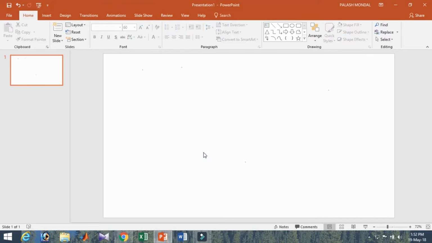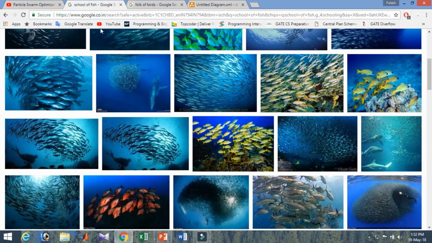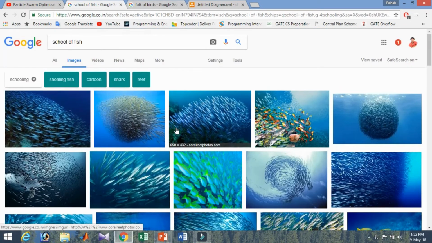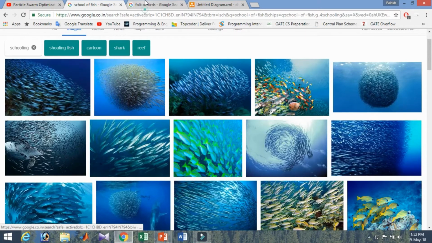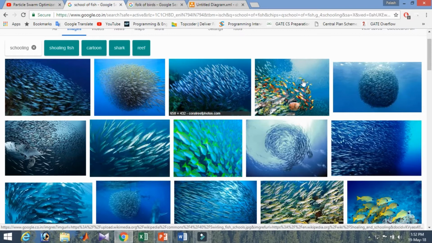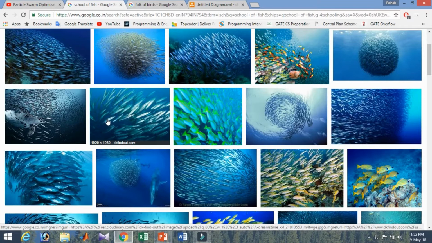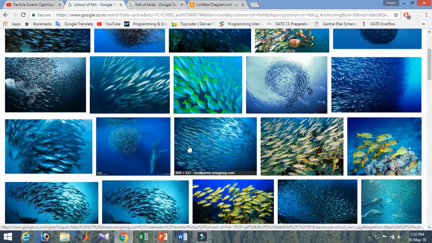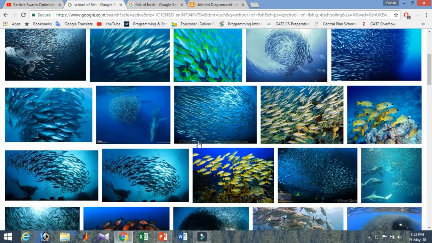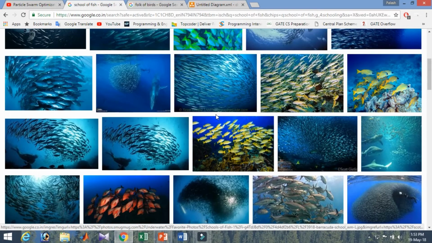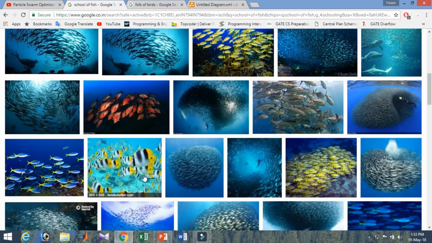Let's start with particle swarm optimization. Before that, what is a particle swarm? Let me show some pictures here. In a swarm, there may be particles, or fish, or birds. See, there is a school of fish and their movement. How they move depends upon some logic behind it. In this logic, the particles move from one direction to another, from one position to another, searching for food or to survive themselves.